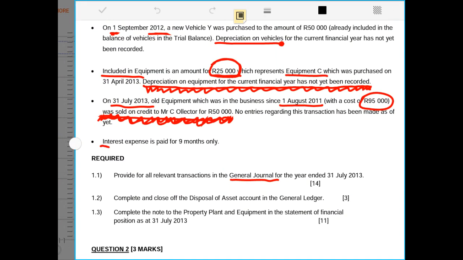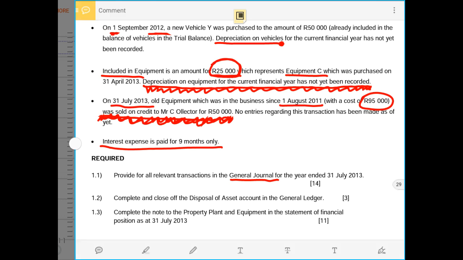Then after, we'll have to account for the interest that was accrued, and it amounted to 7,500 only for 3 months. That was not yet paid by the end of the year. So now these are the general journal entries that I will account for.